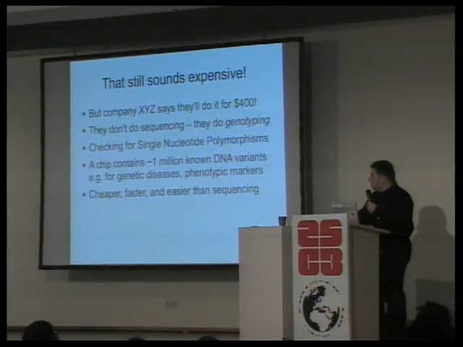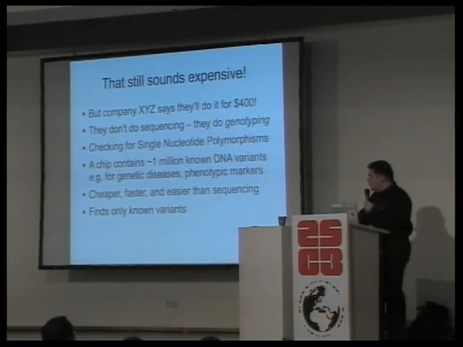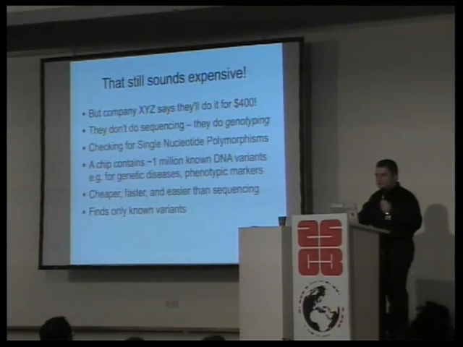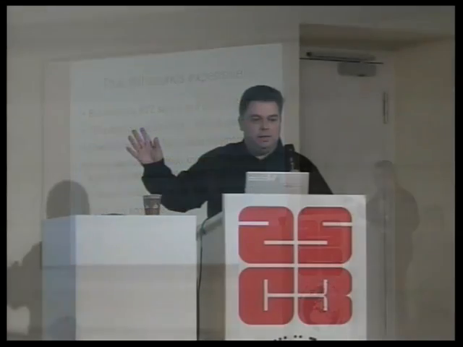This is much cheaper, much faster, and easier to handle than sequencing. But it has several big drawbacks as well. It finds only known variations, so you have to actually look for a variation in order to see it. If there's a variation in the sample that no one ever heard of, or no one's testing on this chip, you don't see it. Also, it's limited to these single nucleotide polymorphisms, so larger variation is usually not detected.